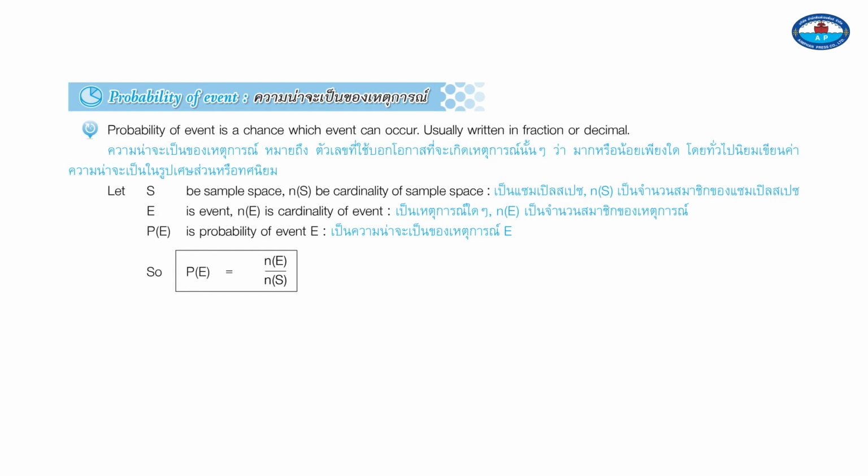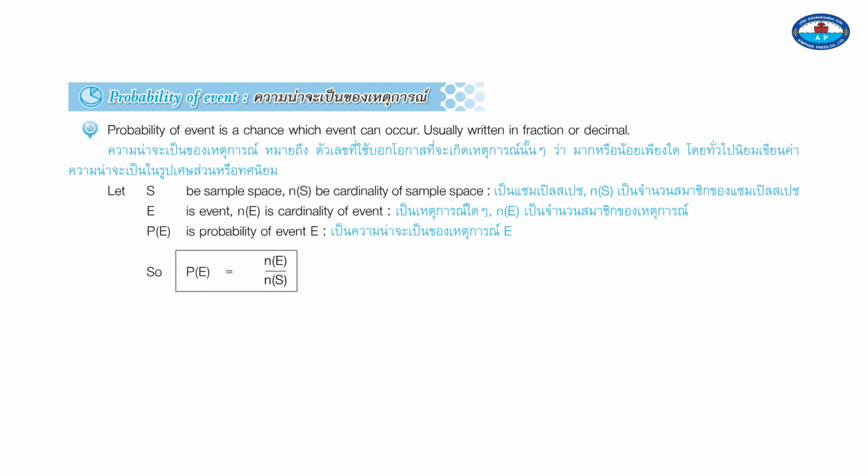3. Given S equals {0, 1, 2, 3, through 9}. Let E1 be the event of even numbers and E2 be the event of prime numbers. Write the sets of E1, E2, E1 union E2, E1 intersection E2, E1 prime, and E2 prime.